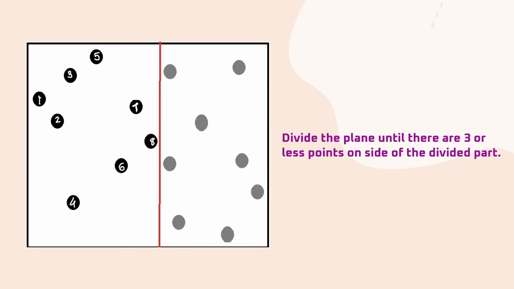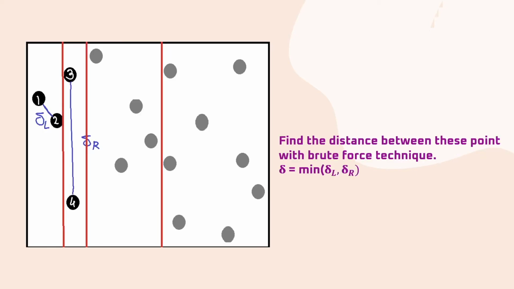Divide the plane until there are 3 or fewer points on the side of the divided part. We will find the distance between these points with the brute force technique. Delta r is the minimum distance found on the right part, delta l is the minimum distance found on the left part, and delta is the minimum of these two distances.